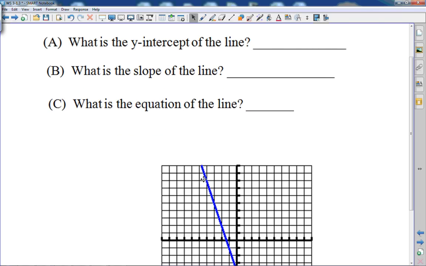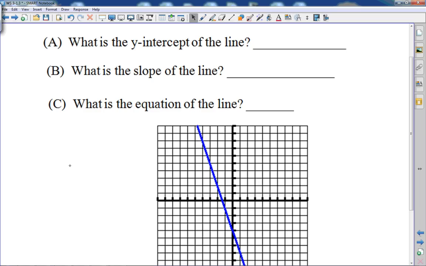So they can all fit on here. Okay, now let's look at this. It says, what is the y-intercept of the line? Remember, x, then y. Y-intercept is right here. 1, 2, 3, 4. That is (0, -4). What is the slope of the line?